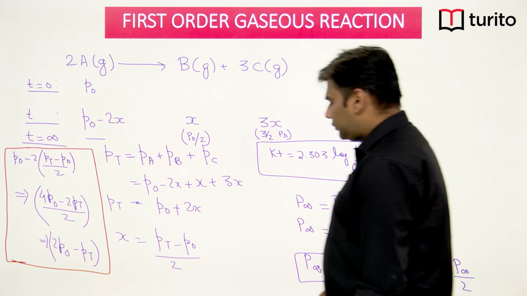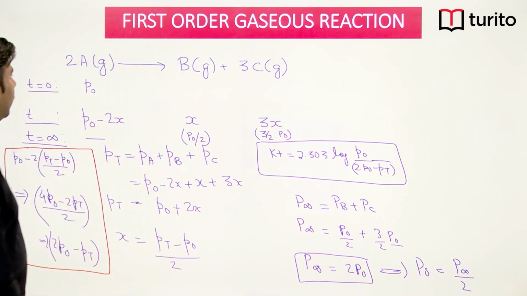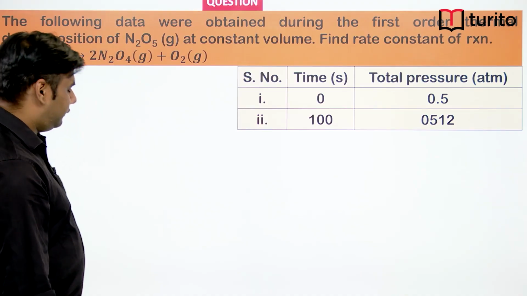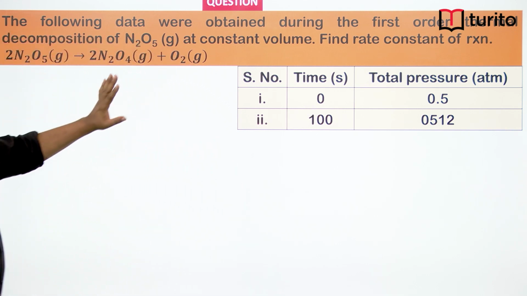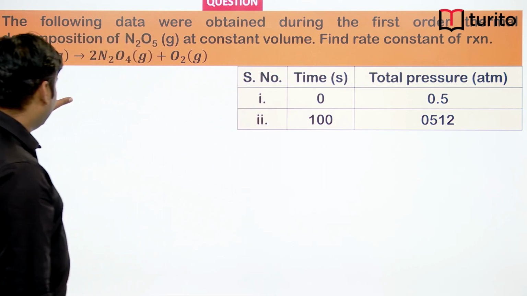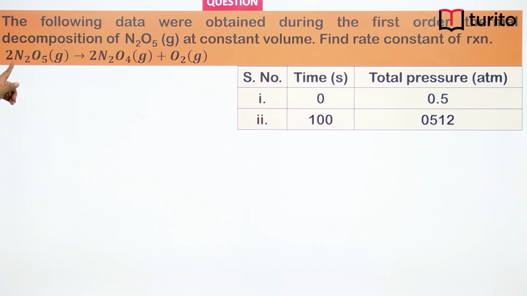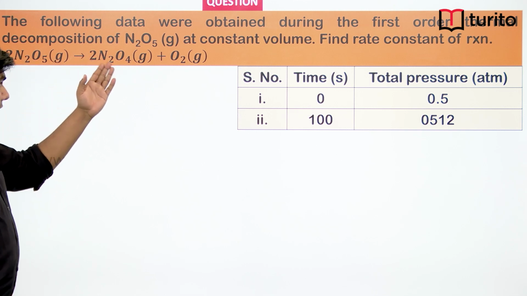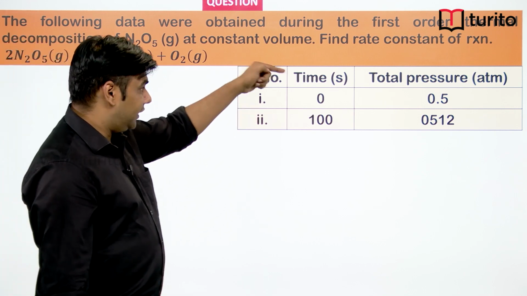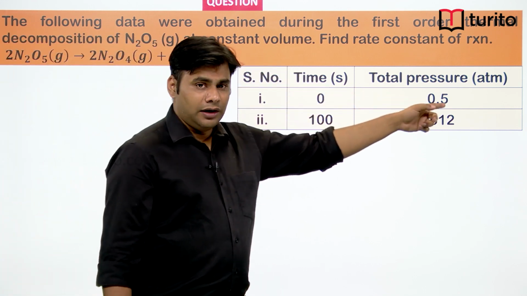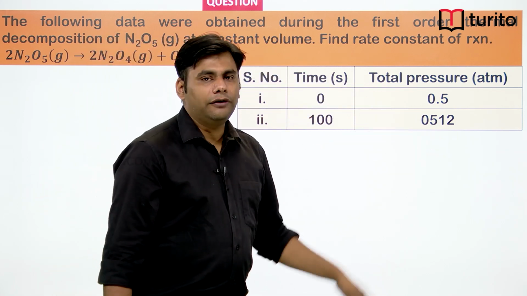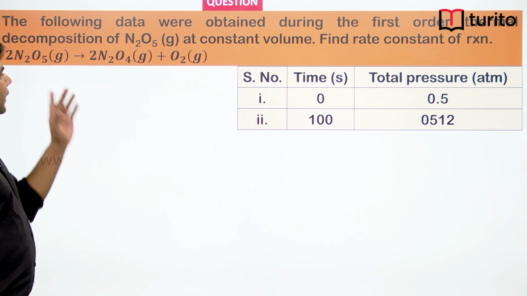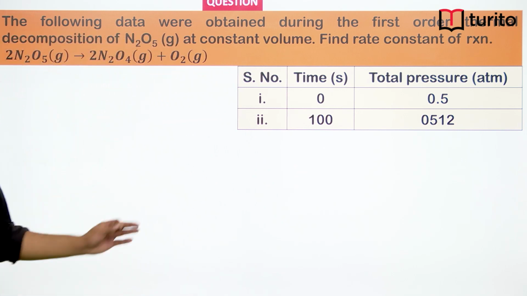So let's start with some problem solving over here. The first question which has been given to us says that the following data were obtained during the first order thermal decomposition of N2O5. So 2N2O5 is reacting, forming 2N2O4 and O2 gas. The pressure at time t equals 0 is given as 0.5 and the pressure after time 100 seconds is given as 0.512. We have to find the rate constant for this reaction. So just try to solve it.